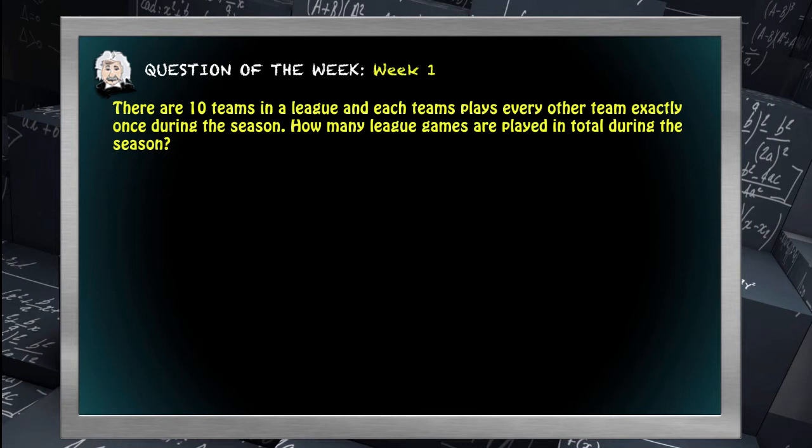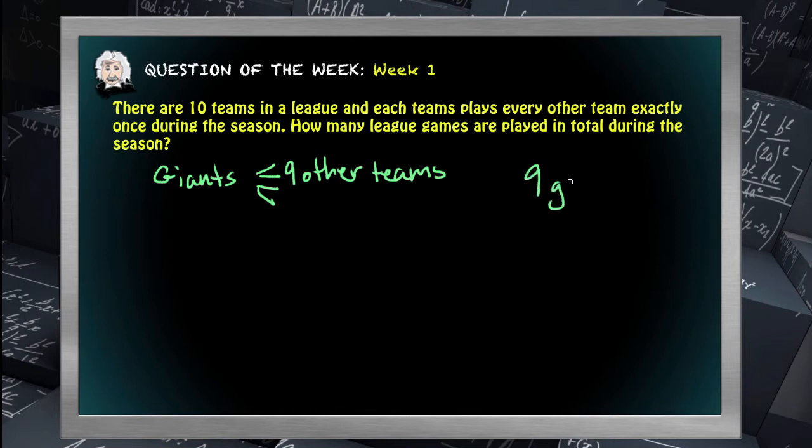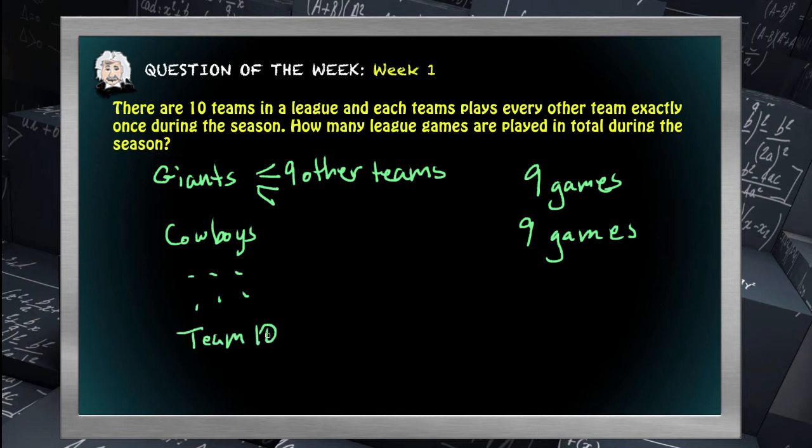If I'm like most students, what I'm going to do is probably assume, well, there are 10 teams. So if I'm, say, the Giants, and I have to play all 9 other teams, that means I have 9 games to play. So that's 9 games for me, the Giants. And then whoever's the Cowboys, they're going to have 9 games as well. And so on down to team 10, whichever team that is.